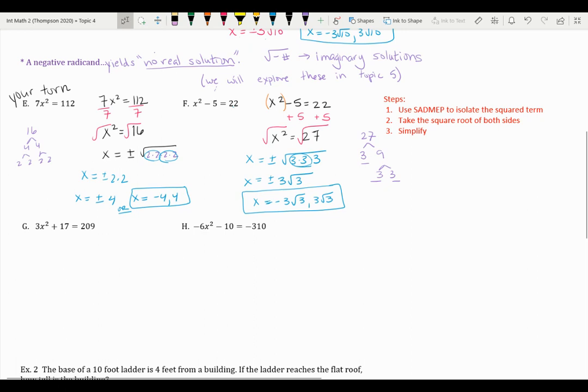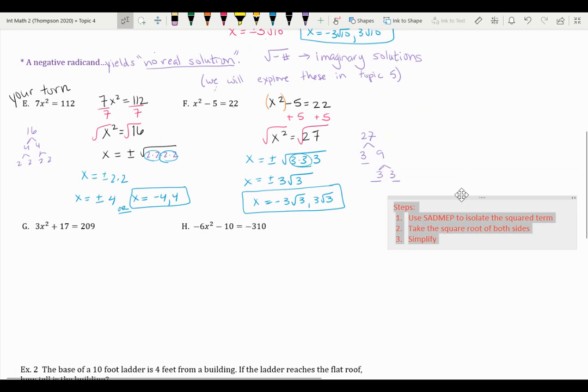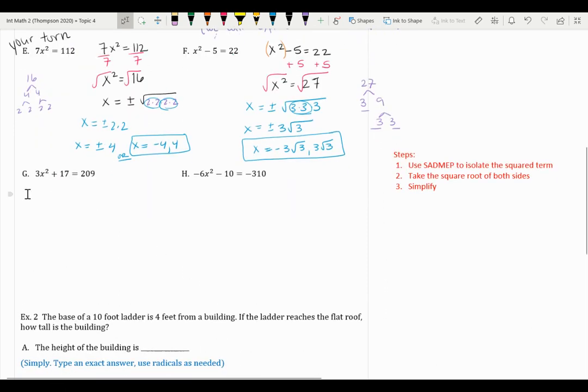All right, G and H, now I've got more layers here. So I've got additional steps to do before I can isolate the squared term. So I'm moving my steps along with me here. All right. So g of x, I have 3x squared plus 17 equals 209. Let's talk about these order of operations.